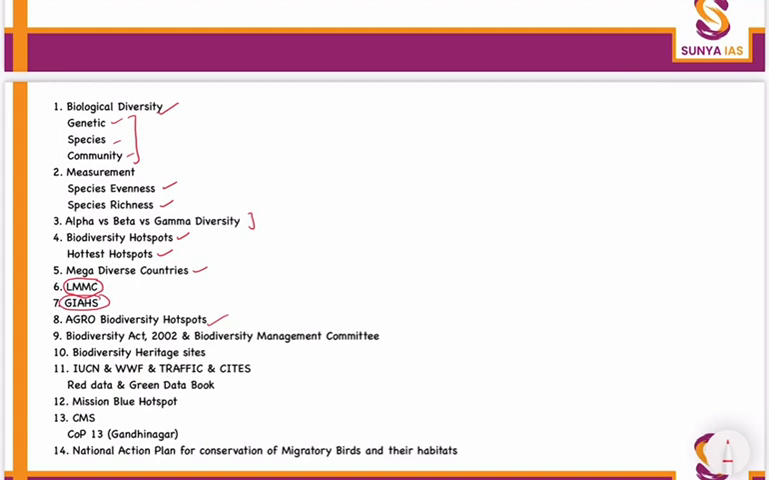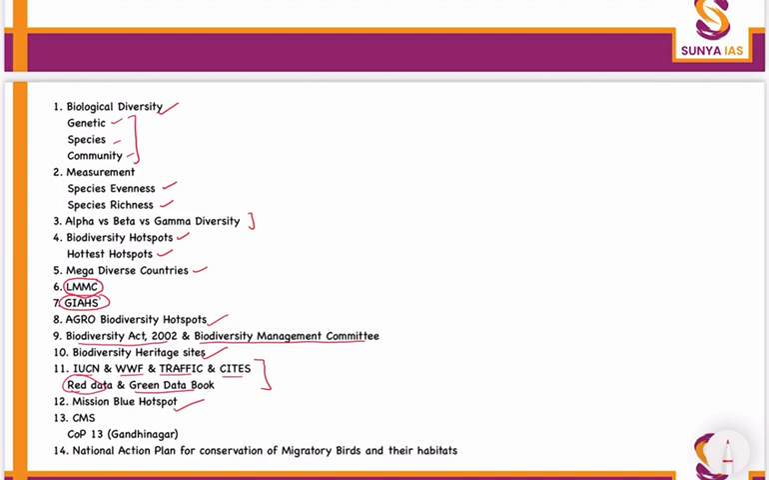Then we have to cover the Biodiversity Act 2002, followed by the Biodiversity Management Committee, which was established. Then what are biodiversity heritage sites? Then we have to do the organizations which are related to the illicit trade and protection of animals, like IUCN, WWF, TRAFFIC and CITES. In this, IUCN has the Red Data Book and also the Green Data Book as well.